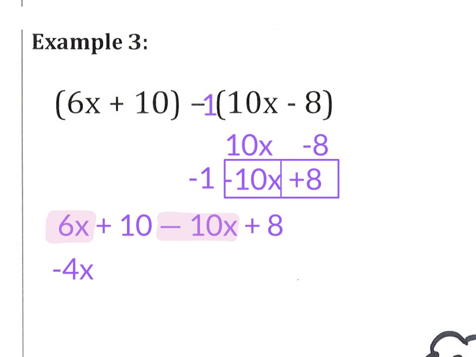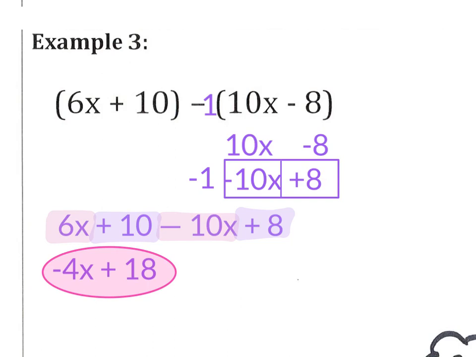And then when I look back, I see I do have constants as well. I have a positive 10 and a positive 8. 10 plus 8 is 18. So then we have our final answer, negative 4x plus 18. And then just put a circle around that answer.